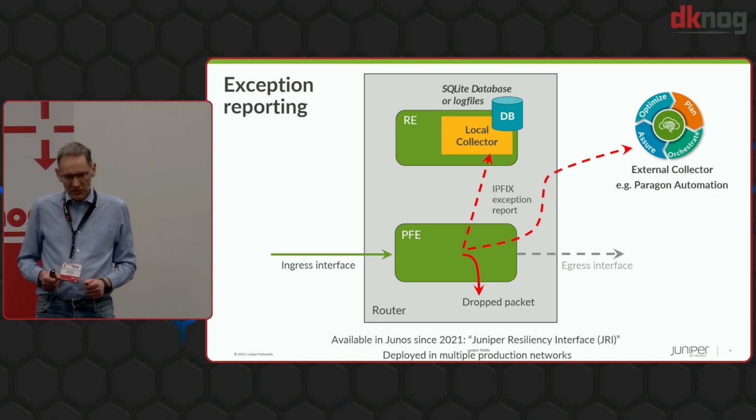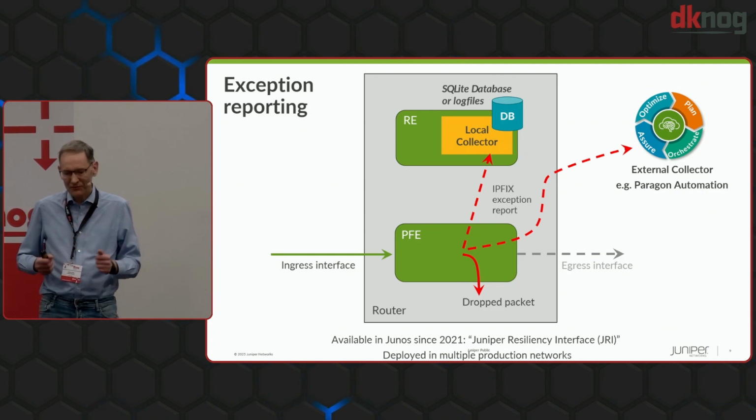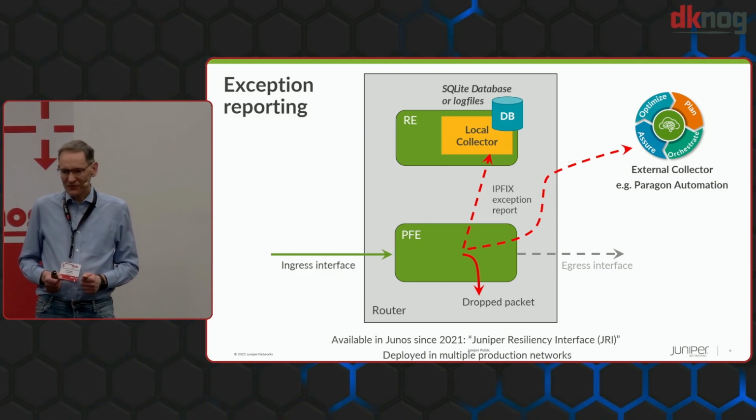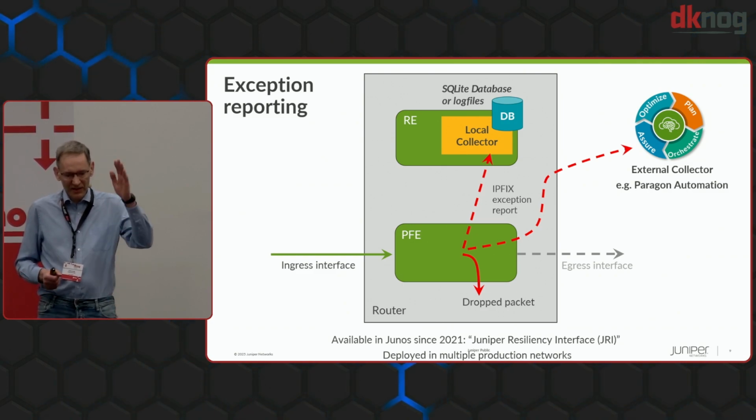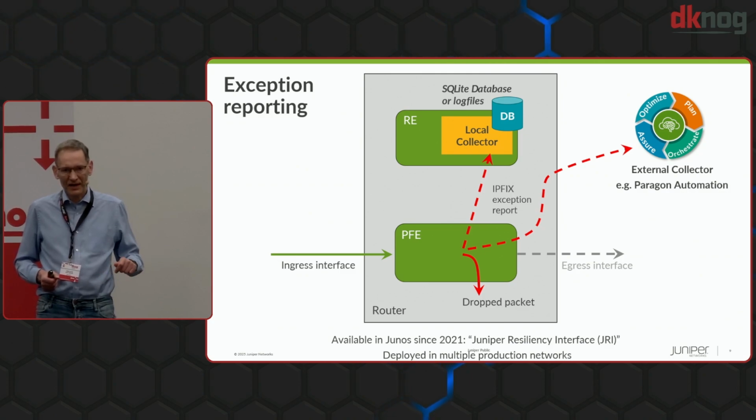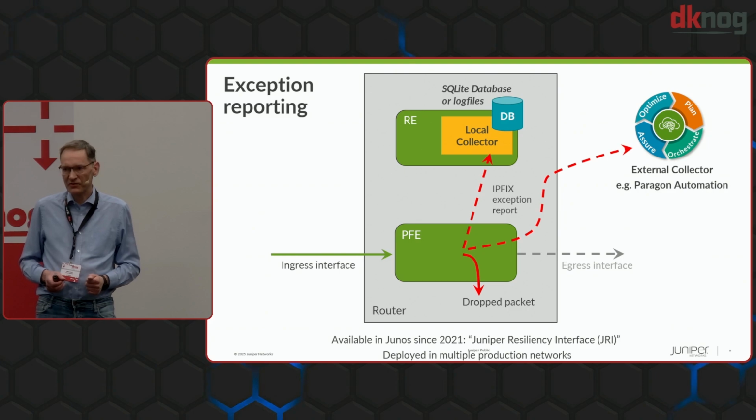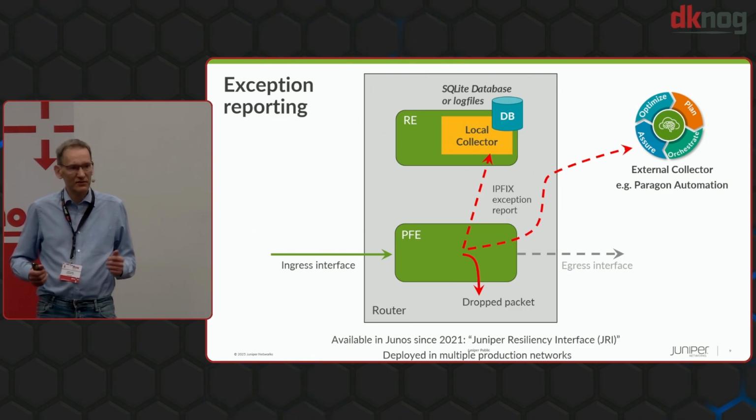The other thing you can do, especially for lab work, if you want to avoid having to go to the trouble of setting up an external collector, if you're just having a quick go with this functionality, is you can just send it upstairs on the router to the control plane, the routing engine, and have a local collector put it into an SQLite database or into log files. That makes it easier to do lab tests.